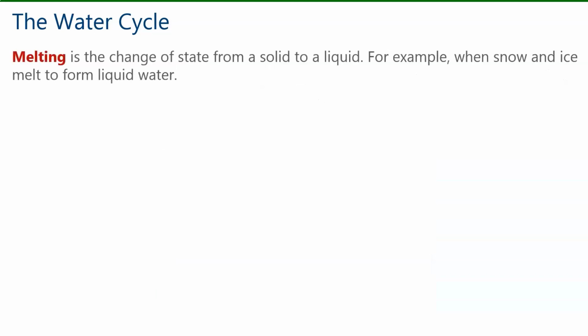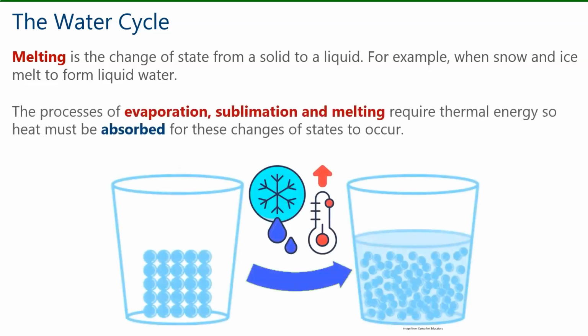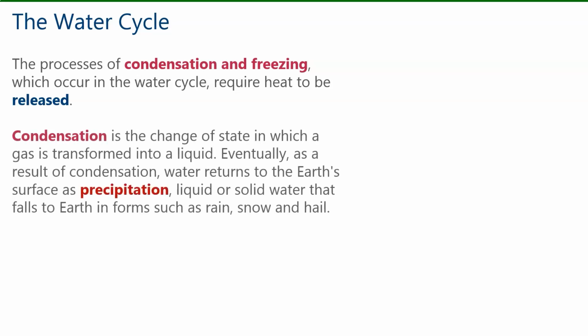Melting is the change in state from a solid to a liquid, for example, when snow and ice melt to form liquid water. The processes of evaporation, sublimation, and melting require thermal energy, so heat must be absorbed for these changes of state to occur. The processes of condensation and freezing, which occur in the water cycle, require heat to be released.